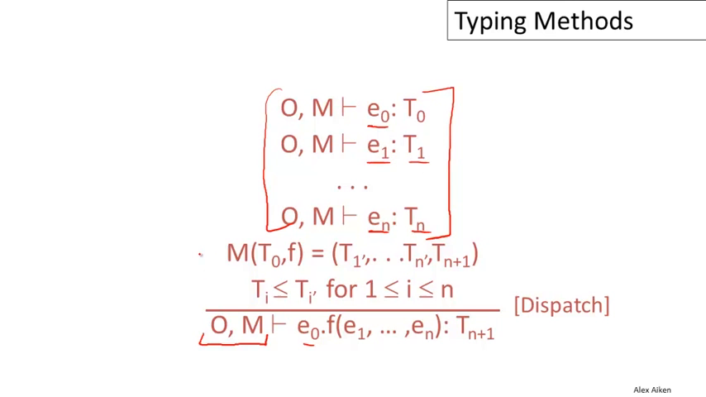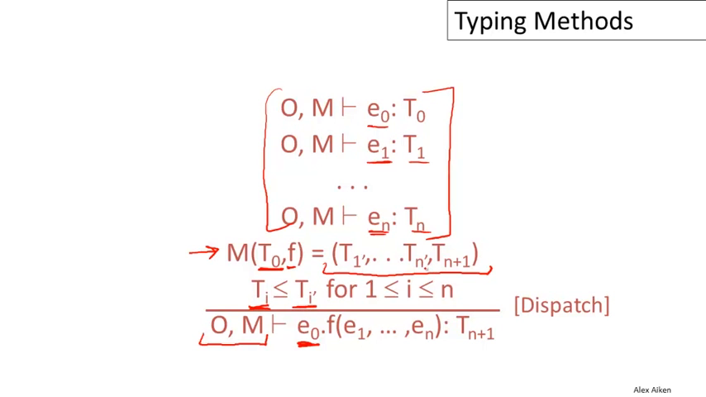And then we look up the type of f in the class T0. So what class are we dispatching to? Well, that's going to be the class of E0. And so where do we look up f? In our method environment M. There had better be a method called f defined in class T0, and it must have some signature with the right number of arguments. And then the actual arguments that we're passing, E1 through En, their types have to be subtypes of the declared formal parameters.